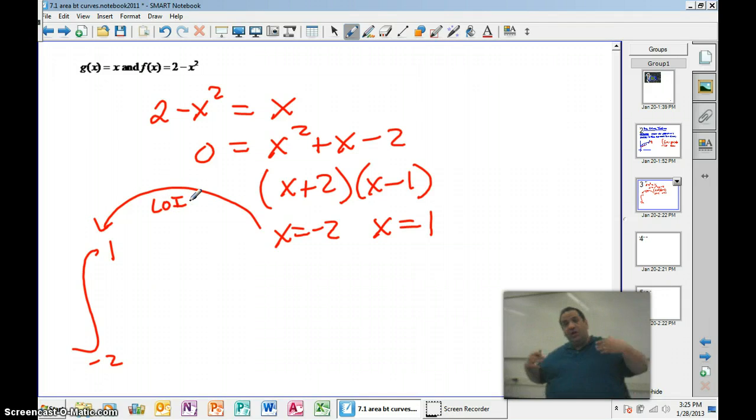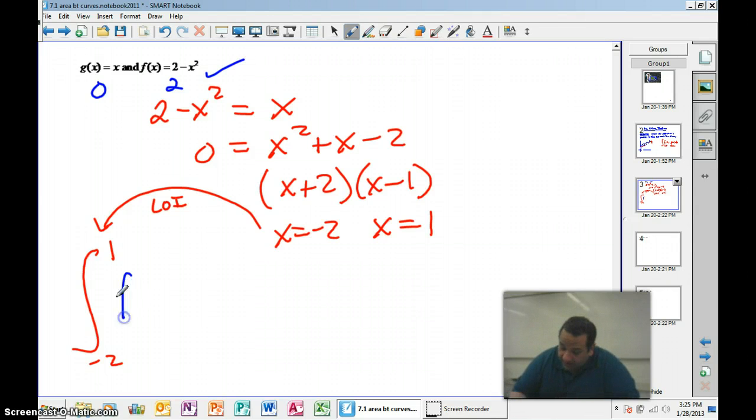Now, we've got to find out which graph is greater. Sometimes that's not so easy to see. So take a number, plug it in. The number you get, the greater one, is the one that's on top. That's it. But you have to plug in a number between 1 and negative 2. Let's choose 0. You can't choose a million. A million is out of the range of where they meet. So in between here is where they meet. I'll pick 0. When I plug in 0 for g, I get 0. When I plug in 0 for f of x, I get 2. That guy's greater, so that's the one on top.